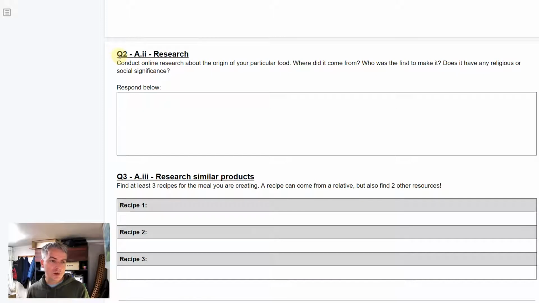Question two. As a part of this, I want you to be doing a little bit of research about the origin of your food. Since we're doing a traditional food for this formative, it's important to know where it comes from and who originally made it. Tell me why it is meaningful to your particular country. Does it have any religious or social significance? Do we eat it at a certain time or part of the year? Or what does it mean to you? Mostly I want this to be research about the food, where it comes from, and why it's important.